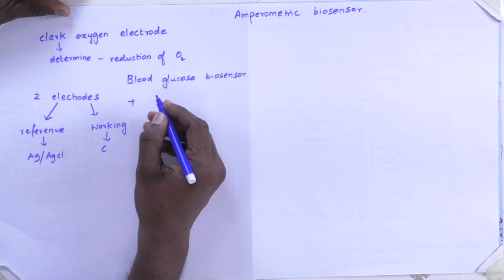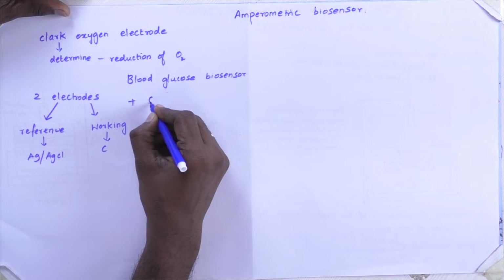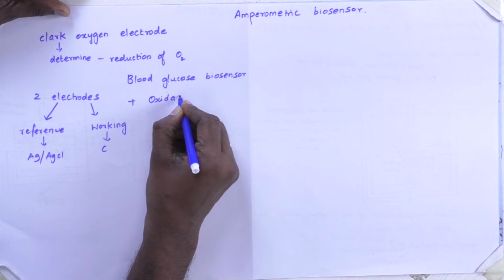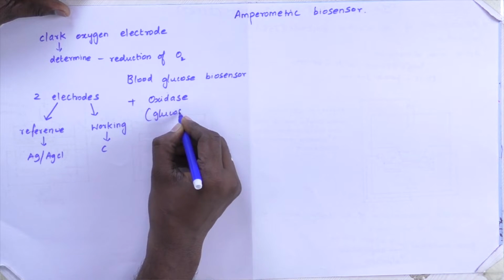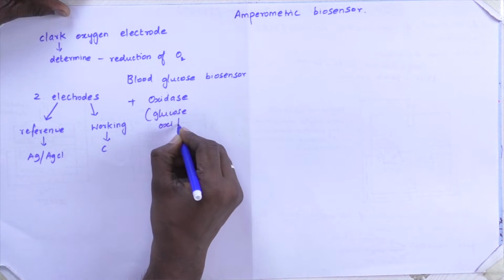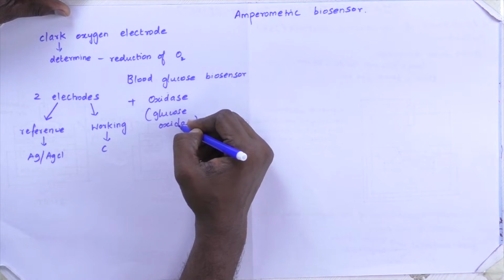Along with this electrode, it also consists of an enzyme called oxidase. Here we are using glucose oxidase as an enzyme. This glucose oxidase reacts selectively only with glucose molecules present in the blood. It won't react with other molecules or ions.